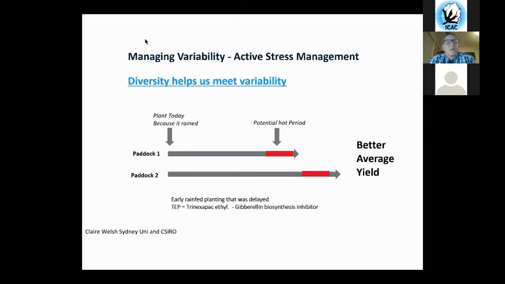We're looking at plant growth regulators to actually delay that crop and allow it to grow in the better periods, improving water use efficiency and growing yields. And we're having some success with certain plant growth regulators and mechanical manipulation.